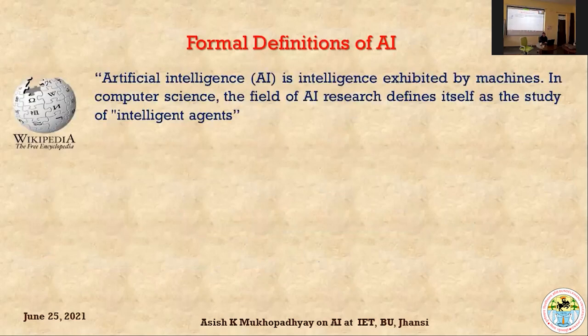Now, formally, how can I define AI? AI is intelligence exhibited by machines. The field of AI research defines itself as a study. This is the definition given in Wikipedia.